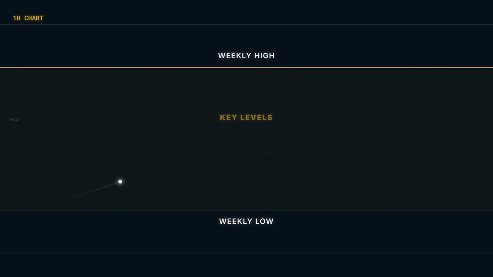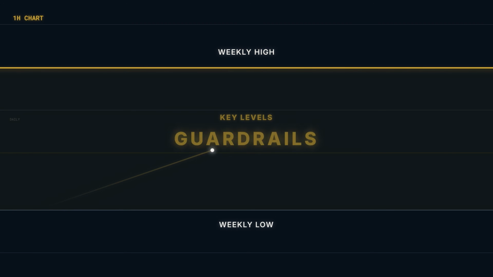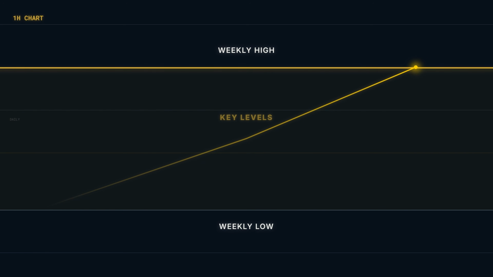And just a little bit extra context. The weekly high and the weekly low are going to be your outer guardrails. If the price is approaching the weekly high on the 1 hour chart and you're trying to push along, you're about to walk into a massive wall, and that could be a massive disaster for you guys. So the Oracle is going to show you that wall before you hit it and save you guys some money.